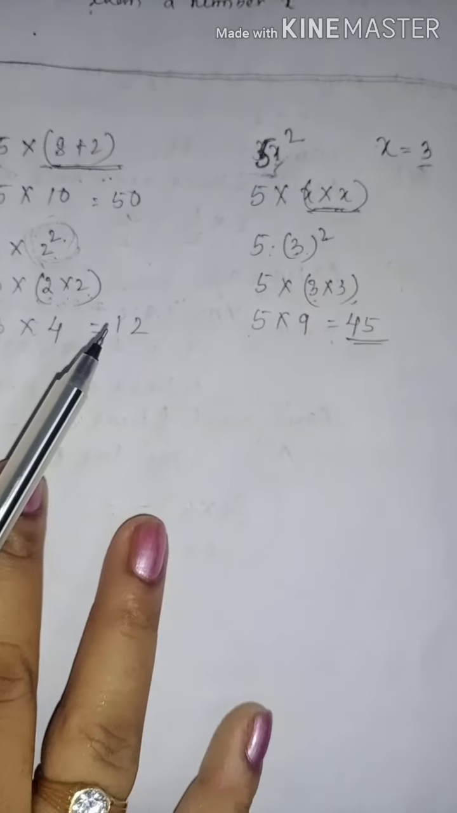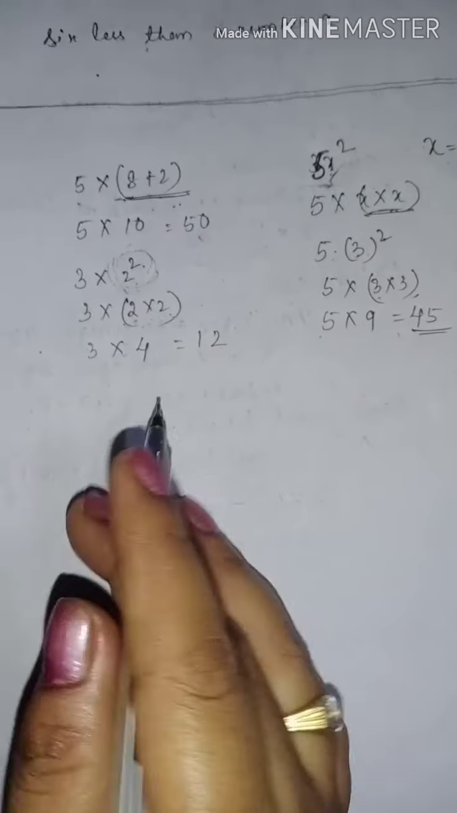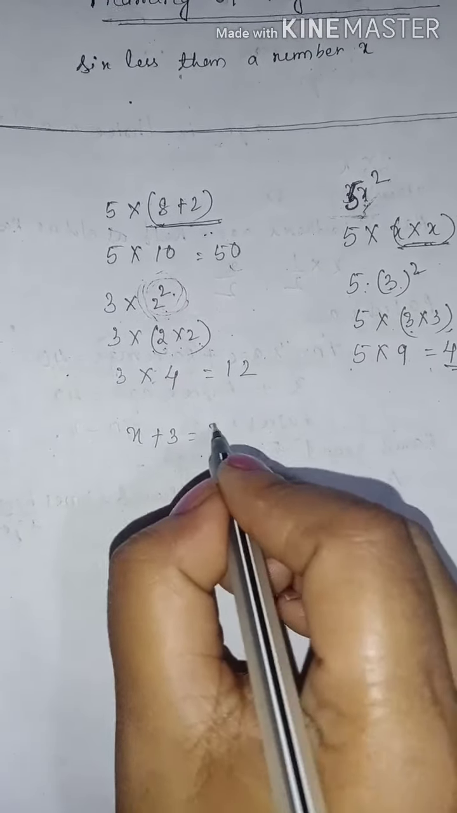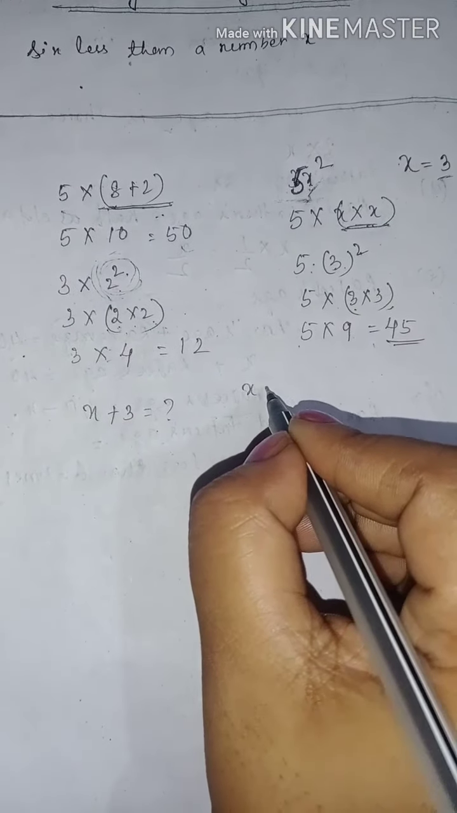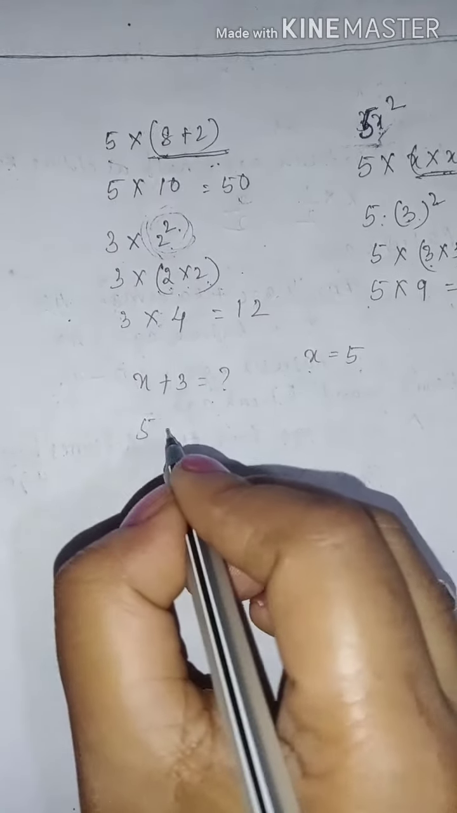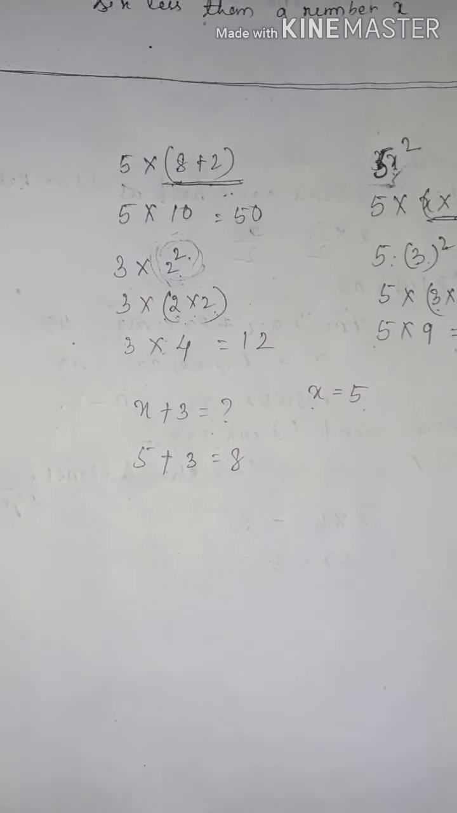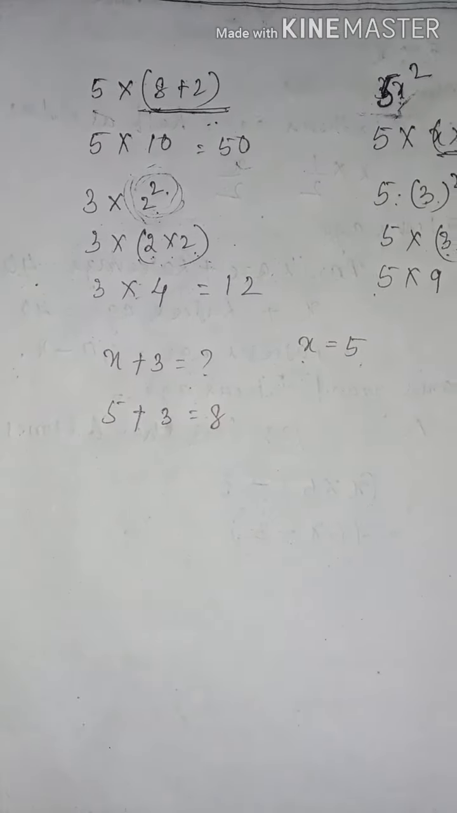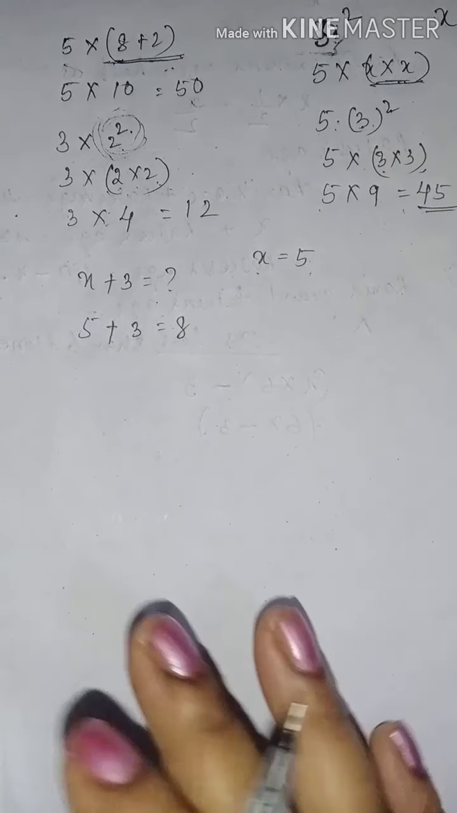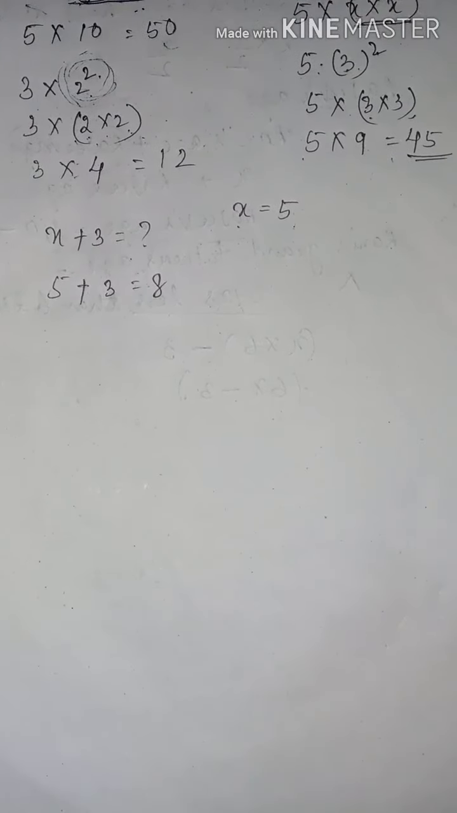Okay, so let's start with some examples. Suppose there is a question, x plus 3 is equal to dash, and x is given as 5. What is the value? Easily we can write 5 plus 3 is equal to 8. Can you do it now? Accordingly, you have to do the other problems from 11.4 of your book, exercise 11.4.